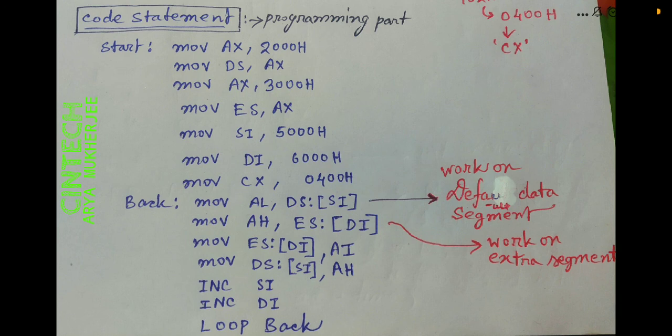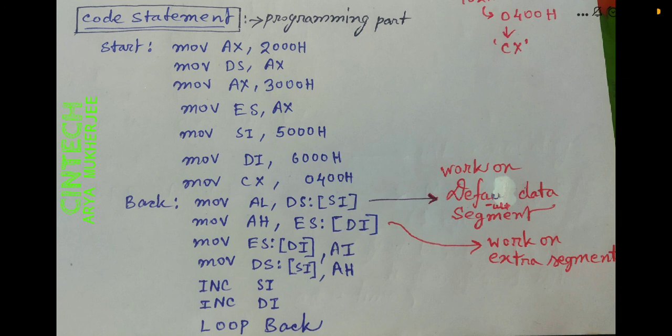Then MOV CX, 0400 hex, by which we initialize the count register. By default we choose CX as the count register. Okay, and there is a new instruction for all of you, that is BACK.